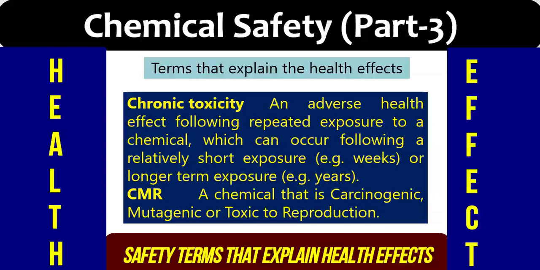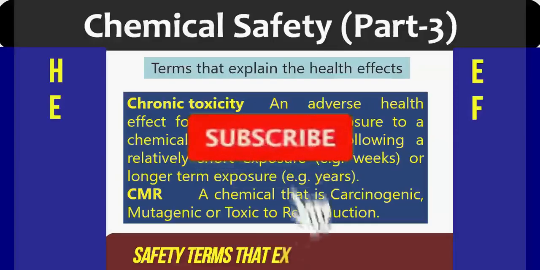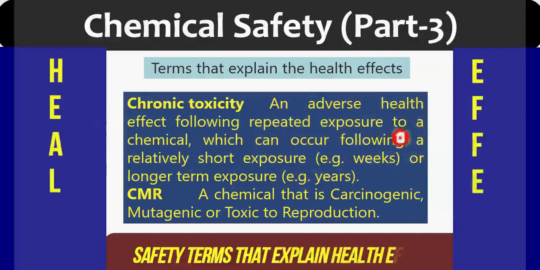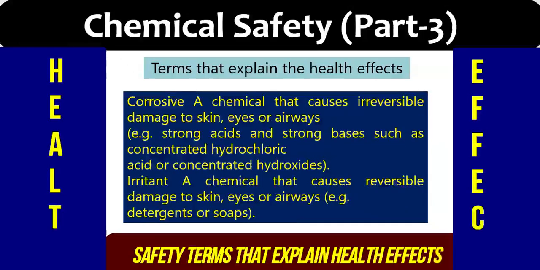An adverse health effect following repeated exposure to a chemical, which can occur following a relatively short exposure, for example, weeks, or a longer term exposure, for example, years. Another important term, CMR: a chemical that is carcinogenic, mutagenic, or toxic to reproduction, that is called CMR. What do you understand by the term corrosive? A chemical that causes irreversible damage to skin, eyes, or airways.